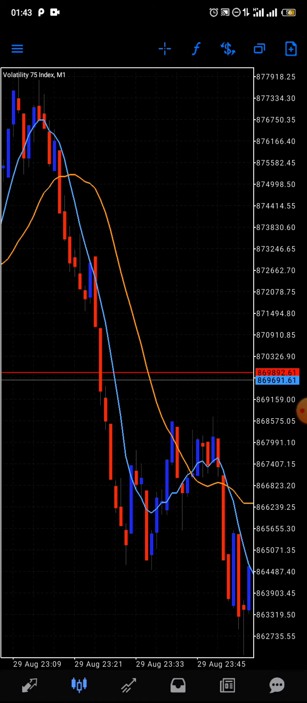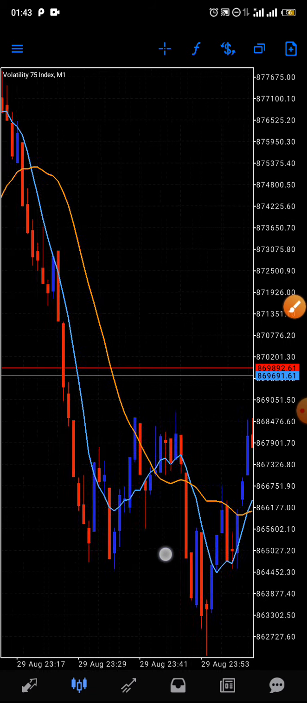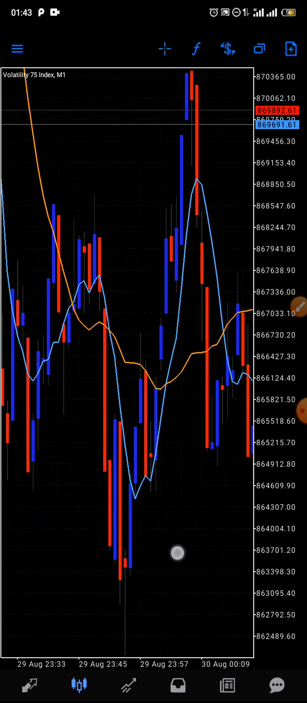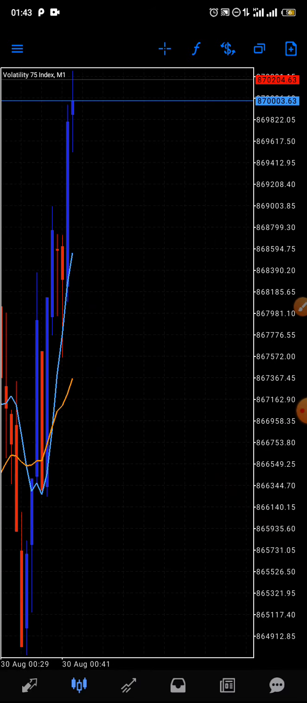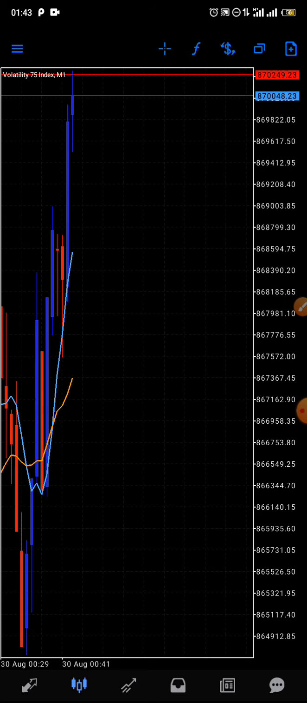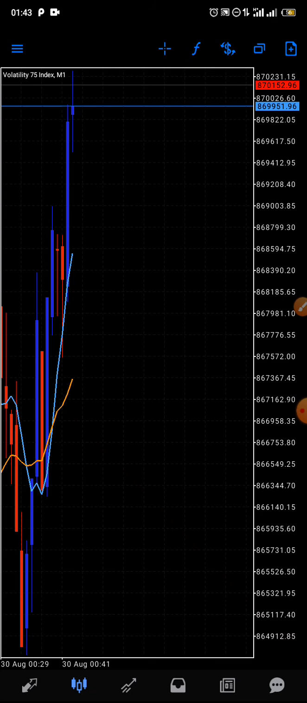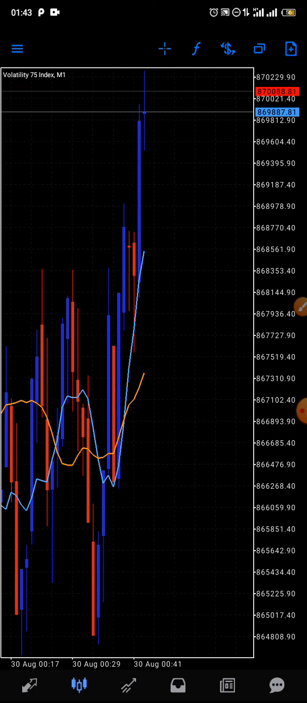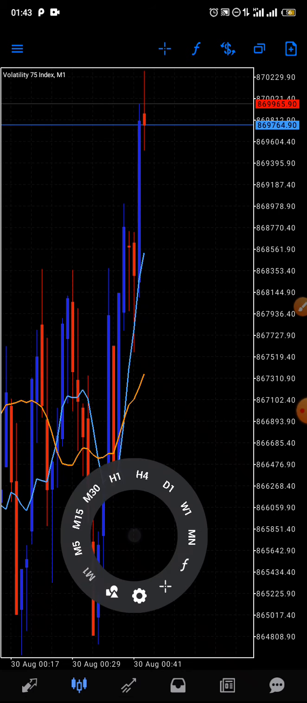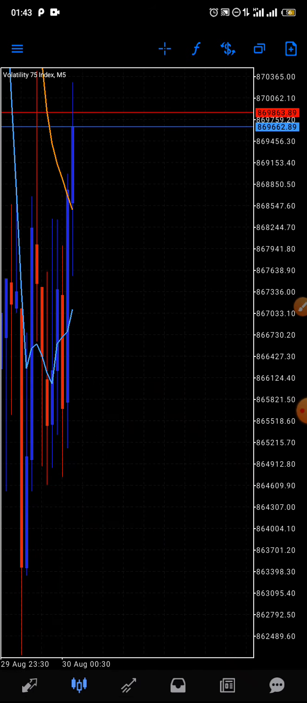Then we start from here. You can see our crossing there. That's a buy, a sell, a buy, a sell, a buy, a sell, and a buy. So that's how I know what my next crossing is going to be. So if my next crossing is going to be a buy, I wait for the perfect time to buy, as I explained earlier, and also I confirm on my 5 minutes time frame.